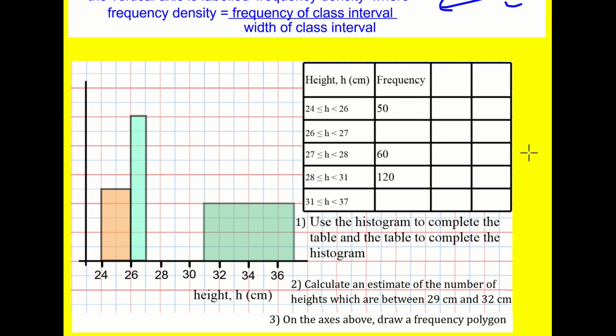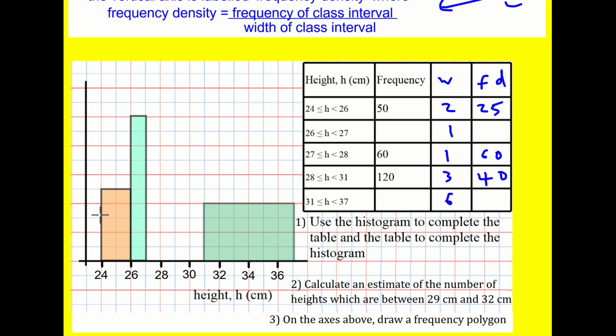We've got to try and figure out what's going on. So essentially, we're told that there are 50 people with heights between 24 and 26. So as before, I'm going to put width in and frequency density. So the width is going to be 2, 1, 1, 3, and 6. So the frequency density is going to be 25, 60, and 40. And we can use that to help label things.